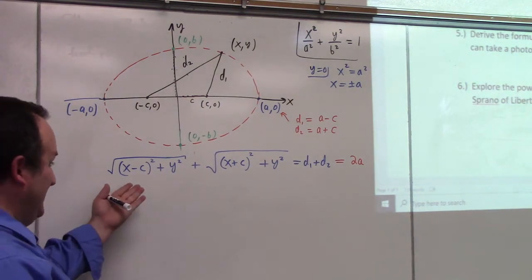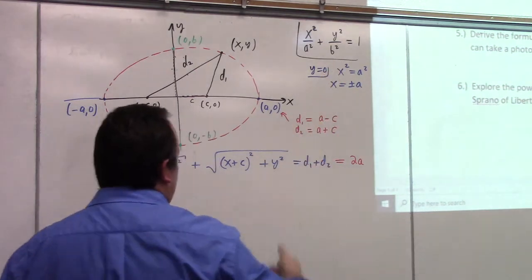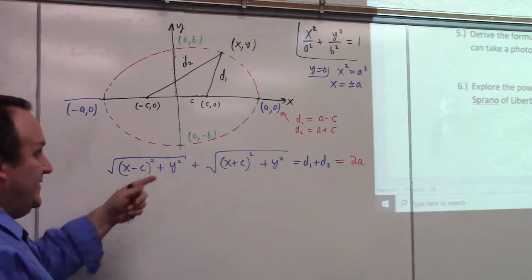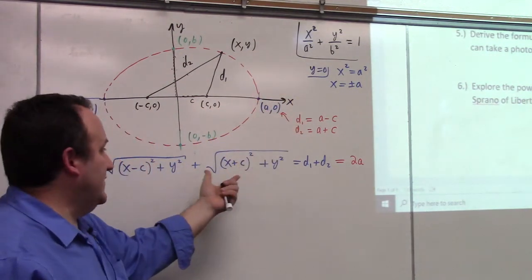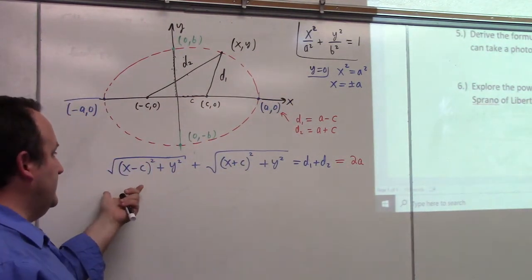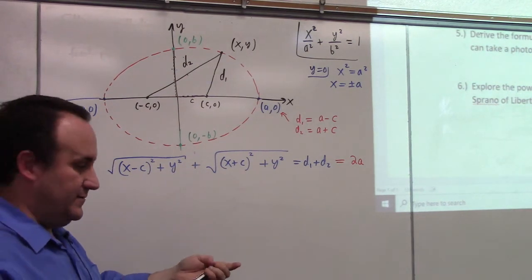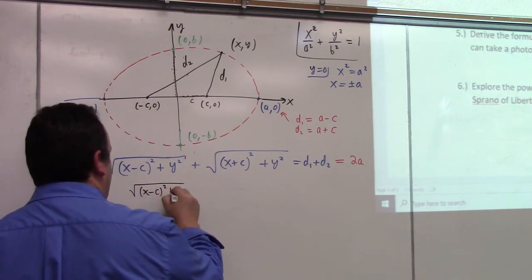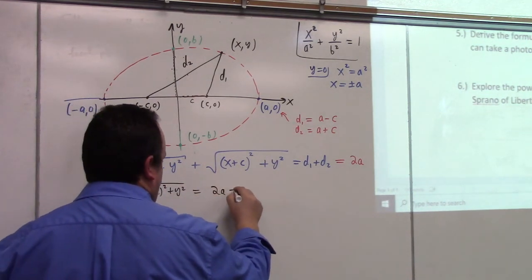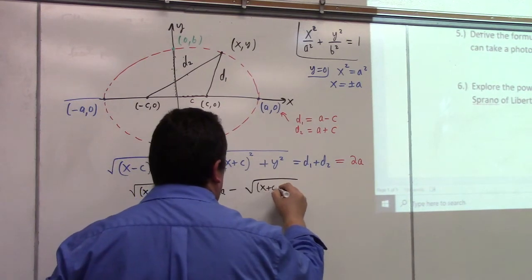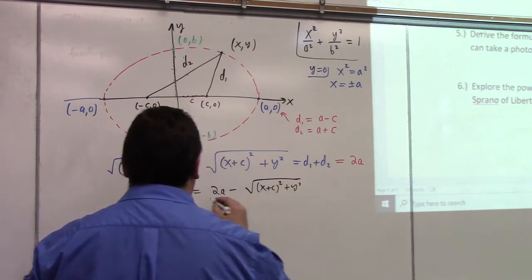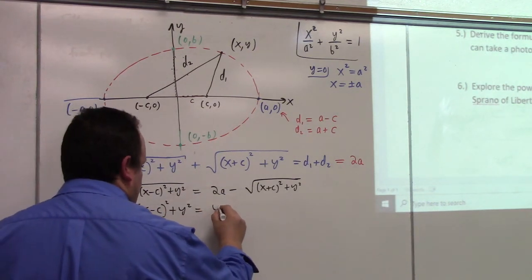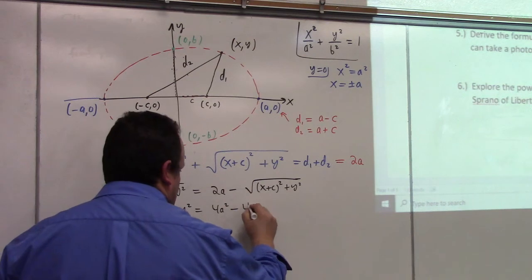So look at this equation versus that equation, how are those the same thing? That equation's nice to work with. This equation's a bear. So what you do is square it. Isolate a radical and square it. Square that, what do we get? X minus c squared plus y squared equals 4a squared minus 4a square root.